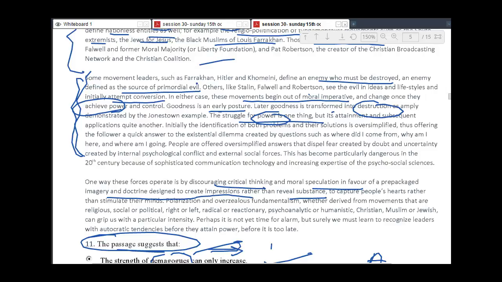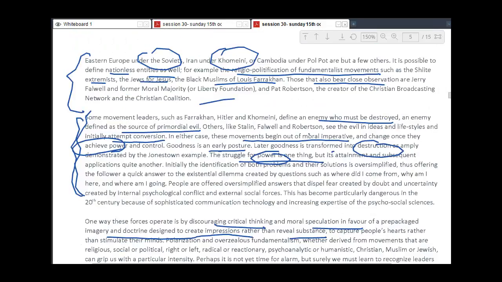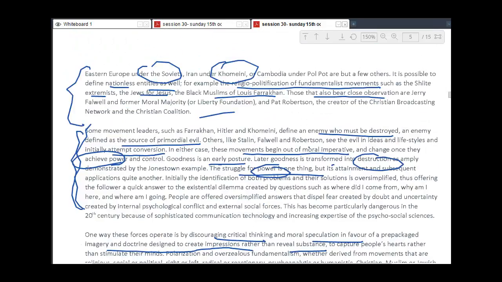some movement leaders, right? There's one example the author has given here, the moral. I will go up. Wait for a moment, people. Just have patience. It is possible to define nationless entities as well. What do you mean by nationless entities? For example, religio-political and fundamentalist movements. So even movements can have autocratic power, right?